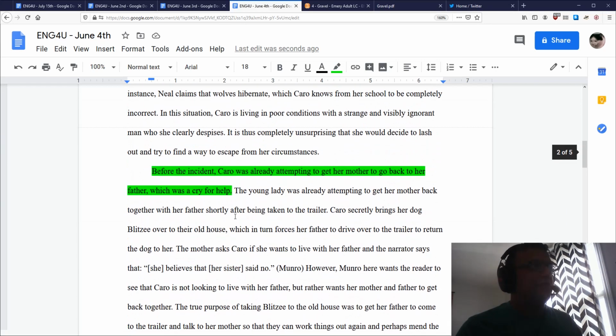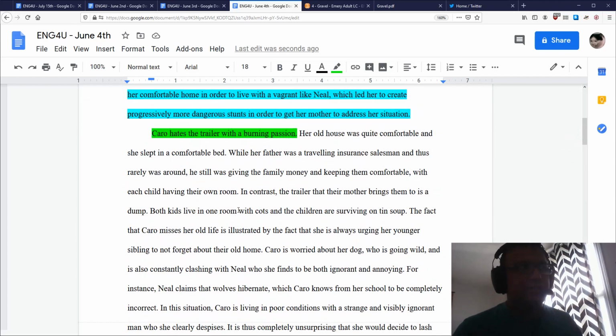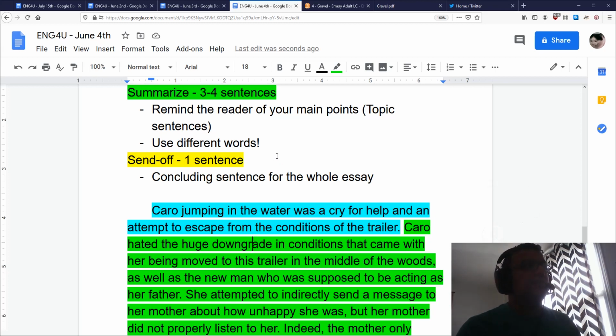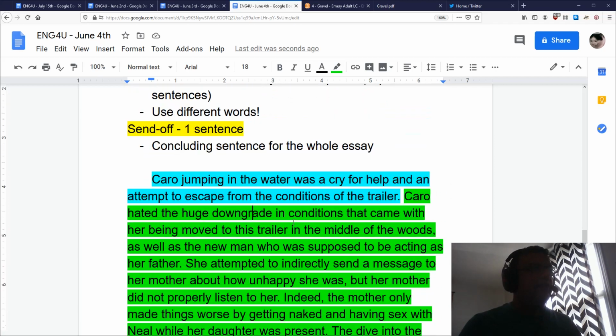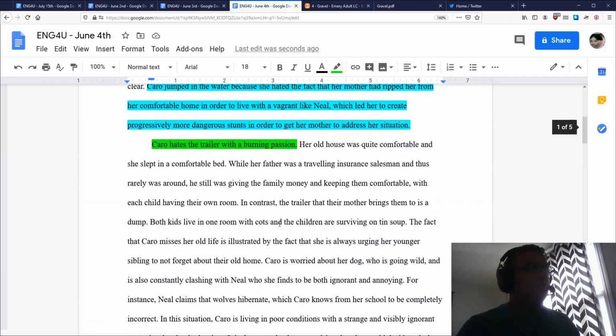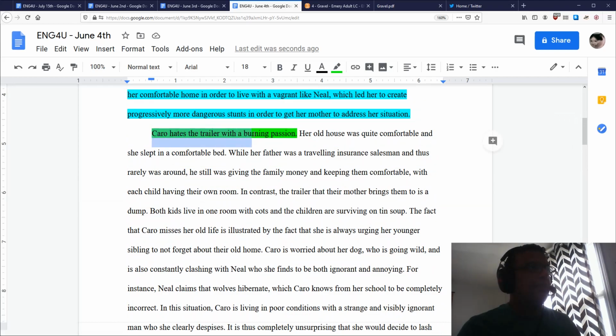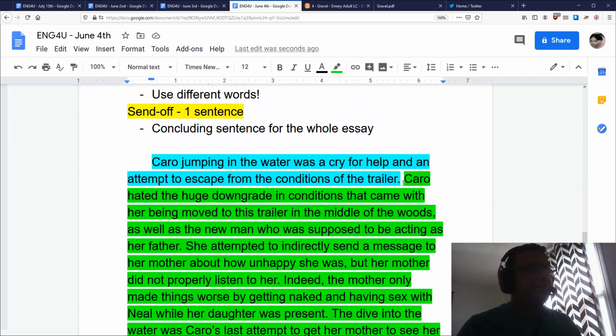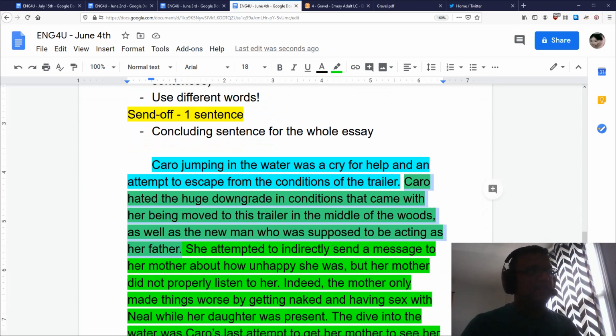And then this next part is very easy if you have done it all properly. Remember what I said, all of your paragraphs should have a topic sentence. So you're going to write a summary of your essay where you remind the reader of your main points. If you've done your topic sentences well, you're just going to go and say, all right, my first topic sentence, Caro hates the trailer with a burning passion. And I've got here, Caro hated the huge downgrade in conditions that came with her being moved to this trailer in the middle of the woods, as well as the new man who is supposed to be acting as her father. So I am basically repeating what's in those topic sentences.